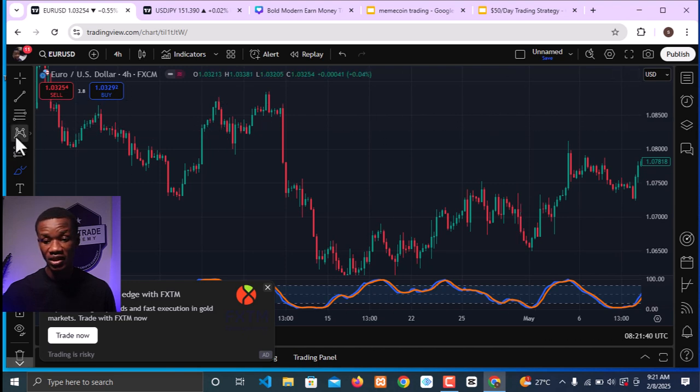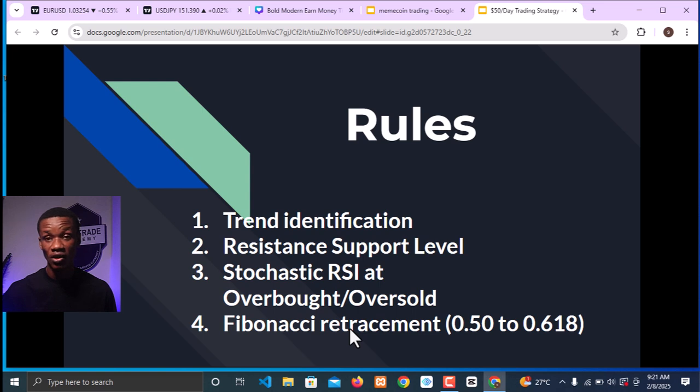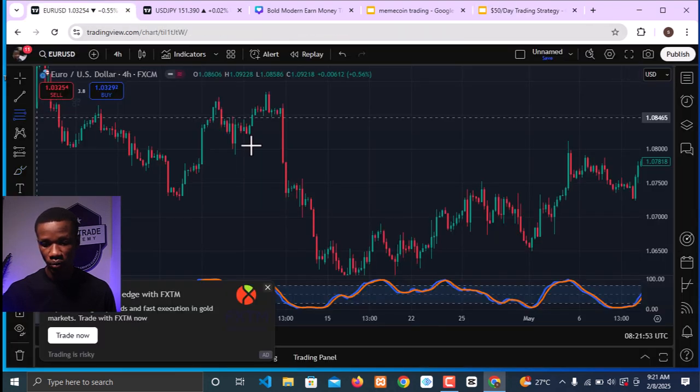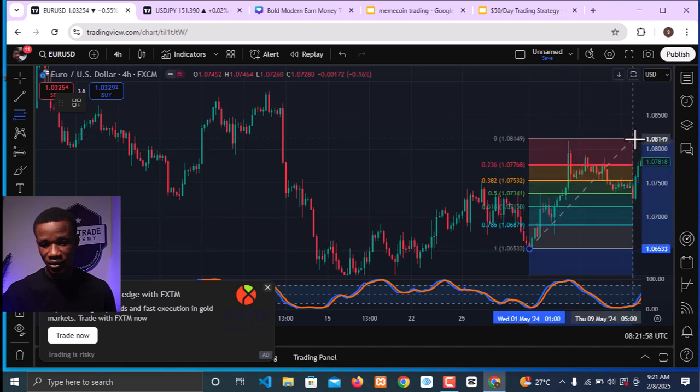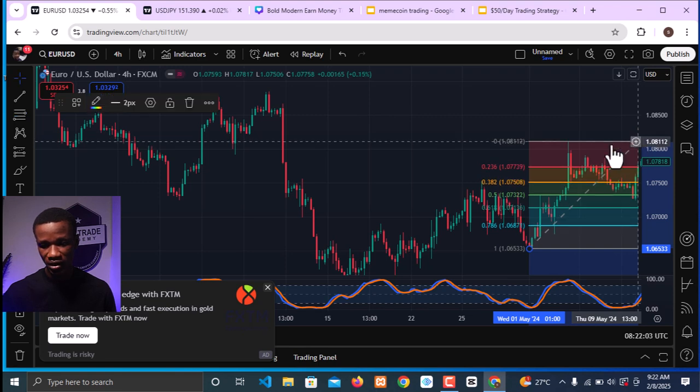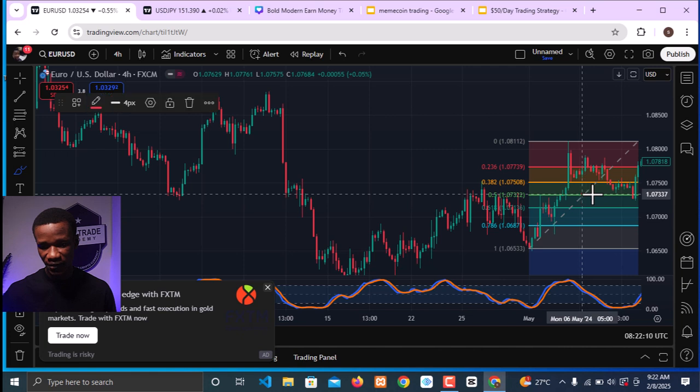The last thing on this strategy, just like we see right here, is the Fibonacci retracement, and that retracement should be between 0.50 and 0.618. So we'll go here and draw the Fibonacci retracement from this very point to this very area. And if you look at this, you'll discover that the market retraced into the 0.50 at this very point to 0.618. So the retracement is between this very point right here and this very area. Okay, so from here, the market has the capability of moving all the way to the upside.